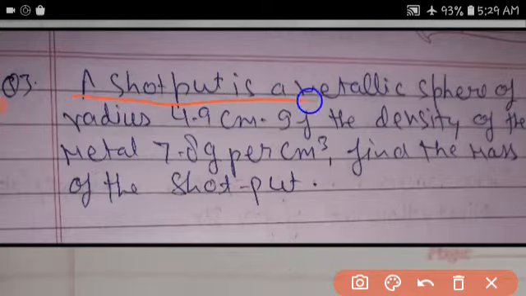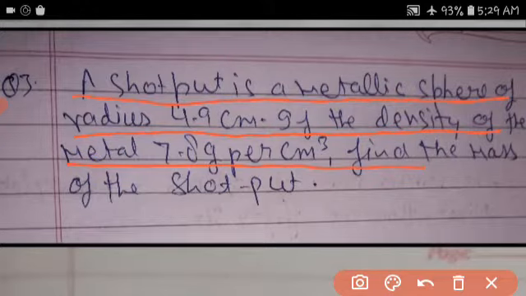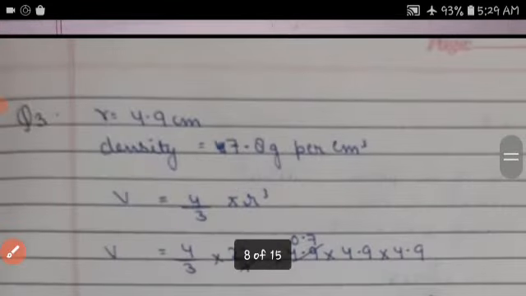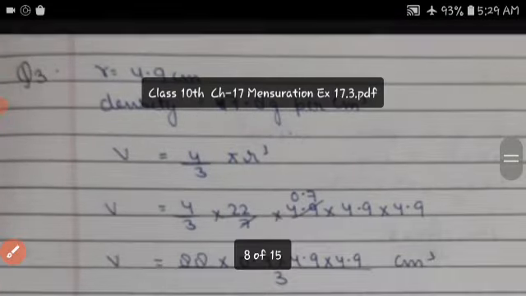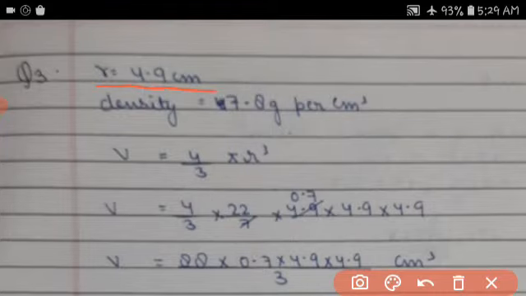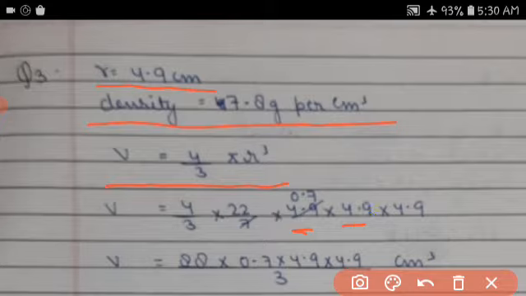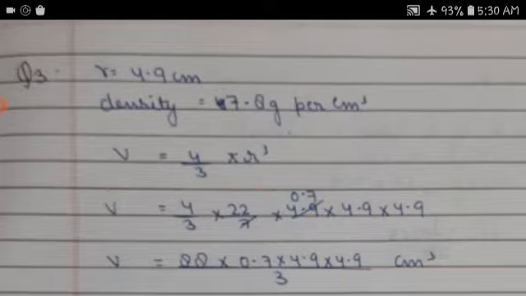Now question number 3. A shot put is a metallic sphere of radius 4.9 cm. If the density of the metal is 7.8 gram per centimeter cube, find the mass of the shot put. Now R is equal to 4.9 centimeter. Density is equal to 7.8 gram per centimeter cube. Now volume is equal to 4 by 3 pi r cube. Put here the value of pi, 22 by 7, into 4.9 into 4.9 into 4.9. Cut out this 7: 7 sevens are 49, 0.7. Now multiply them together.